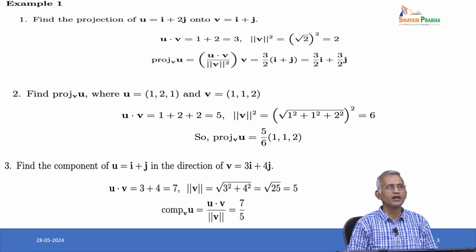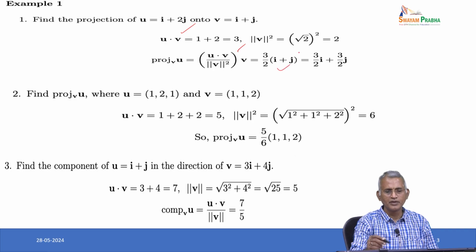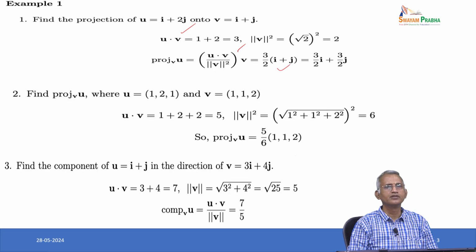Let us go with some more examples. Projection of u equal to i plus 2j onto v equal to i plus j. Take the two vectors: u dot v equals 1 plus 2, which is 3. Norm v square equals root 2 the whole square, which is 2. So the projection is u dot v by norm v square times v, where the v vector is i plus j. Therefore, 3 by 2 into (i plus j), which is 3 by 2 i plus 3 by 2 j.